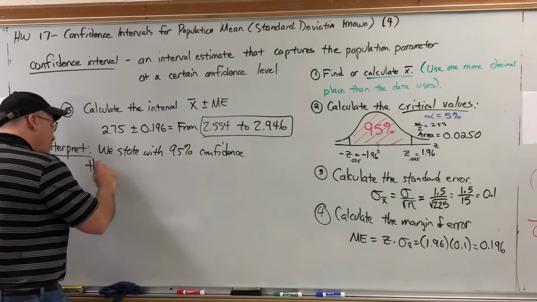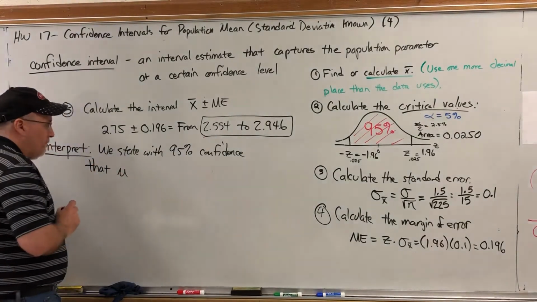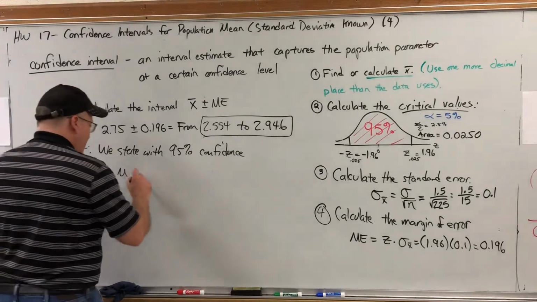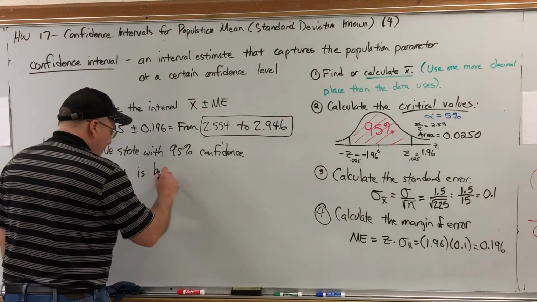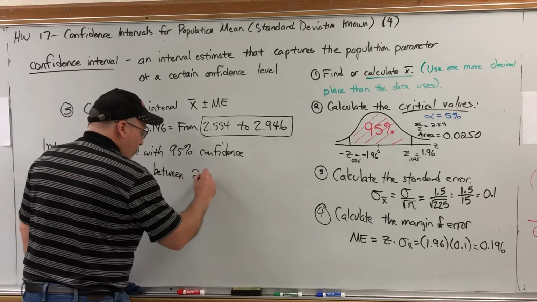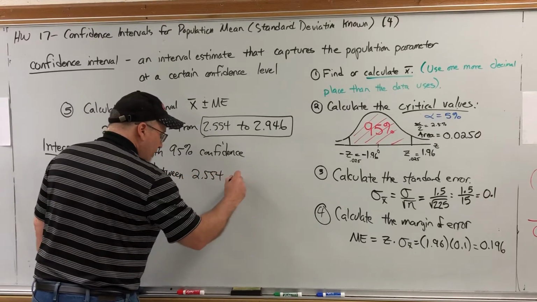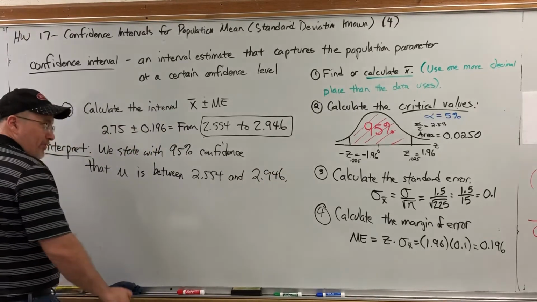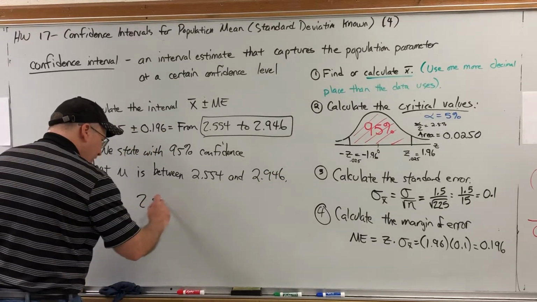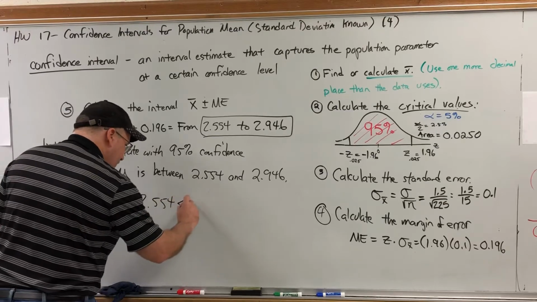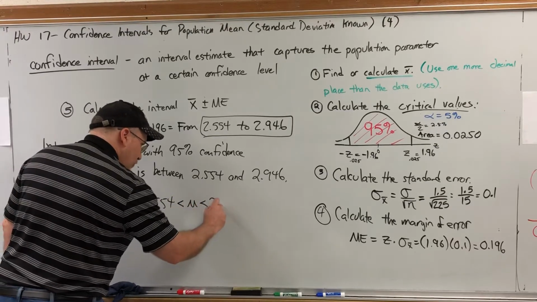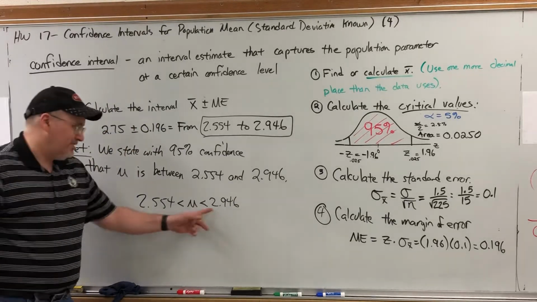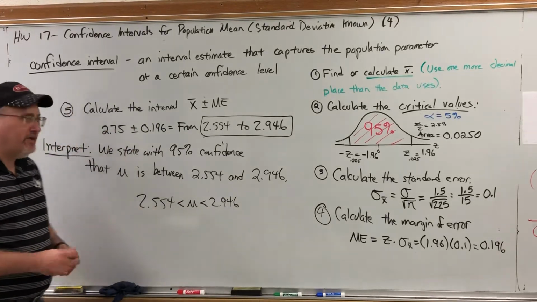that mu, in this context, the mean GPA for all students in a state, is between 2.554 and 2.946, which is equivalent to saying 2.554 is less than mu, which is less than 2.946. So we claim with 95% confidence that this is the interval in which our population mean lies.